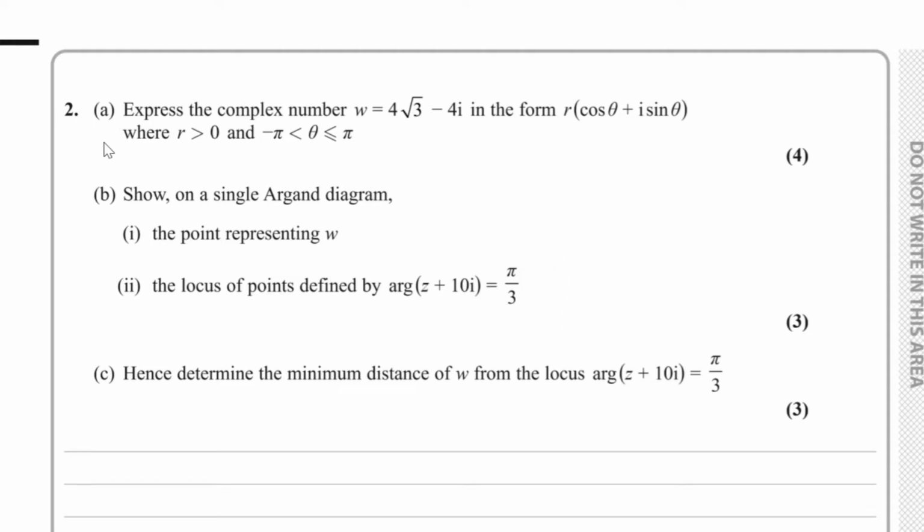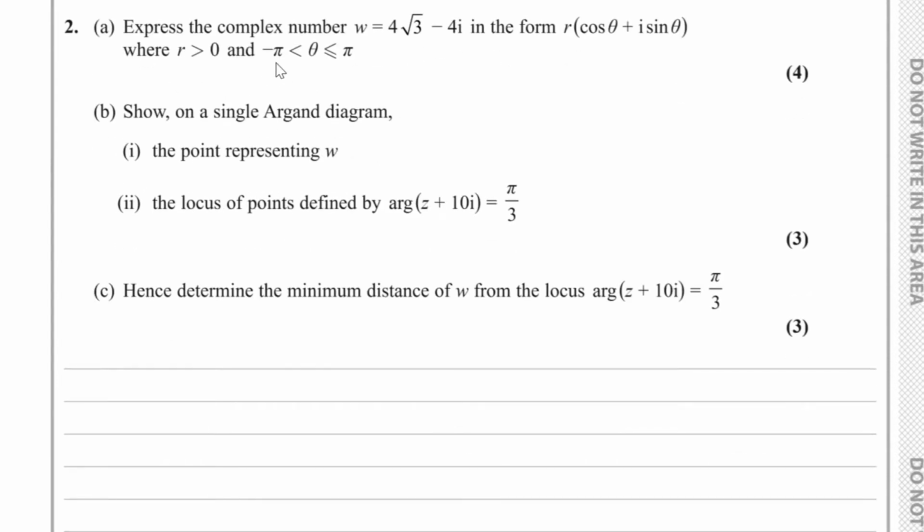Question number 2. For part A, we have to express the complex number w equals 4 root 3 minus 4i in the form r times by the cosine of theta plus i sine theta, where r is greater than 0 and theta is in between minus pi and pi.